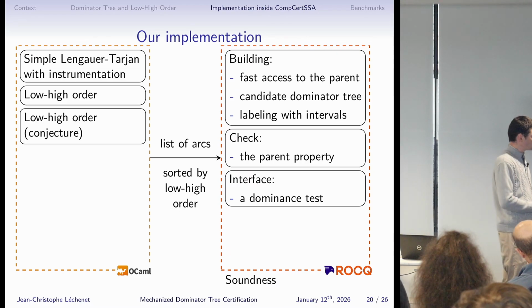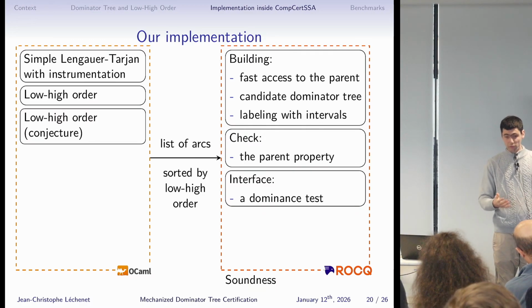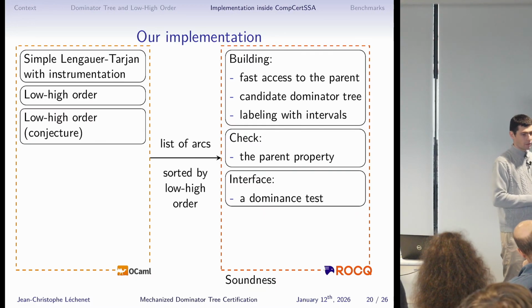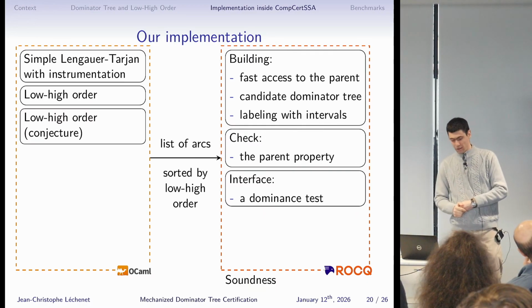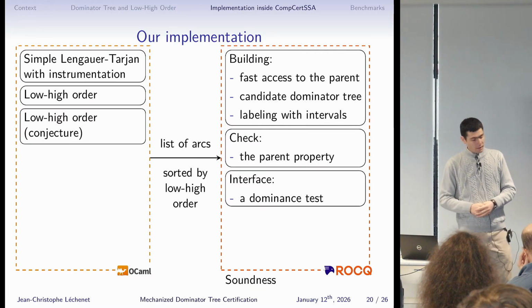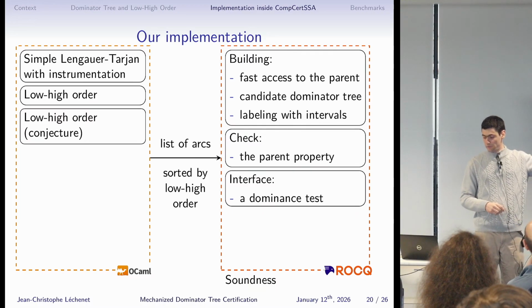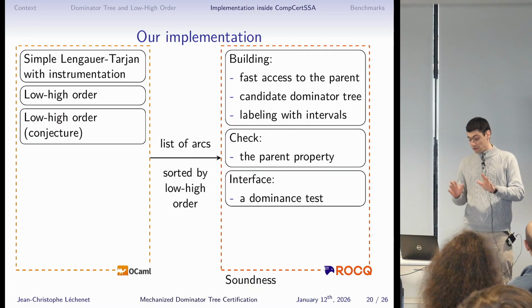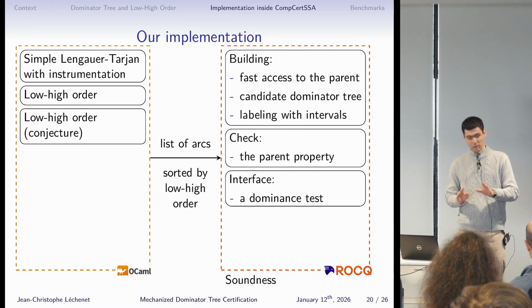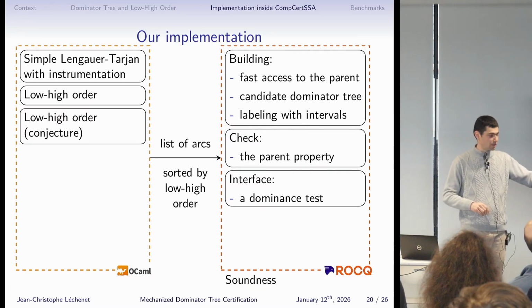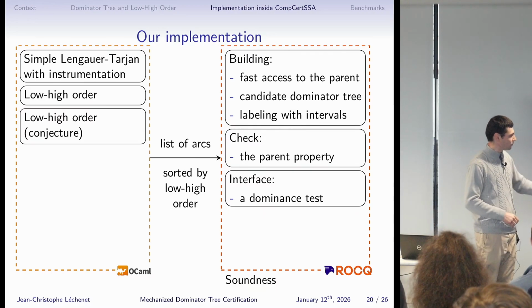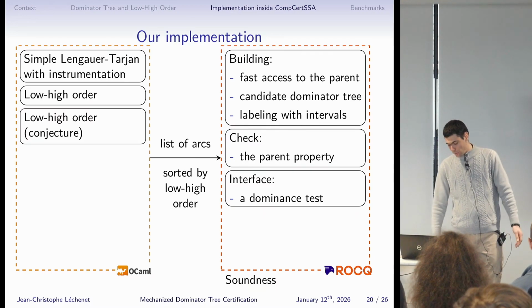On the OCaml side, now we need to compute also a low-high order. So for that, we actually need to instrument a bit the Lengauer-Tarjan algorithm, because we needed to output not only the tree, but it's really a light instrumentation, but we need more than just the tree. And you can notice that we have two implementations of the low-high order. It's because Georgiadis and Tarjan mentioned one that they proved correct on paper, and one that they just conjectured correct on paper, which is simpler. But since it is in an unverified part, we don't need to prove it, actually. So we implemented both.